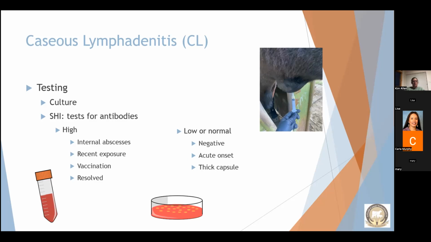They might just have an acute onset, and so it hasn't quite reached a high enough level of antibodies. Or it could have a very thick capsule, and so that's isolating the disease, and so we're not getting that response from the body to produce those antibodies.